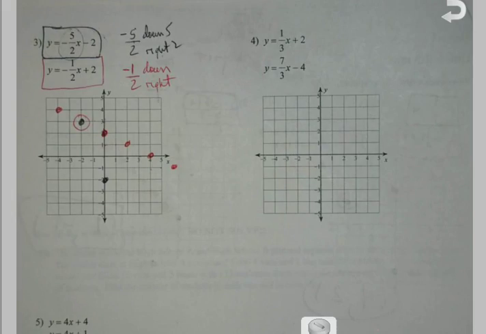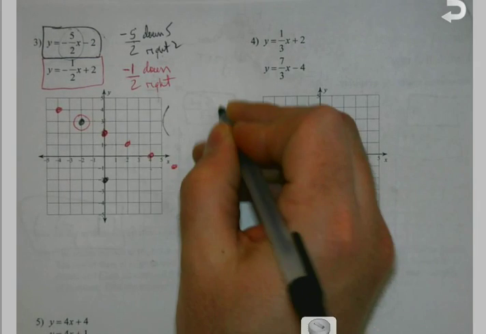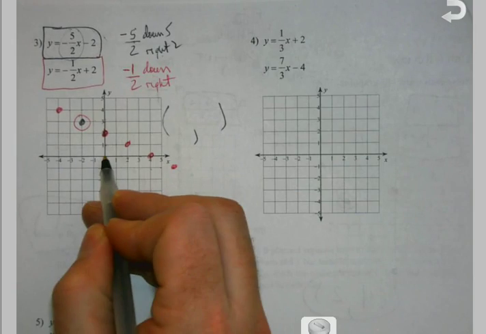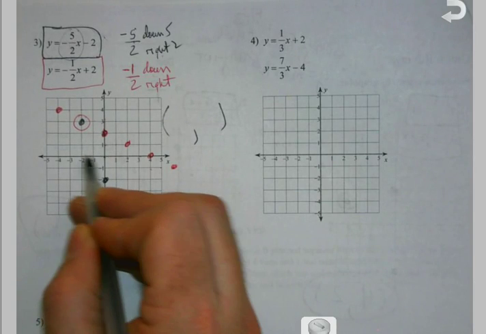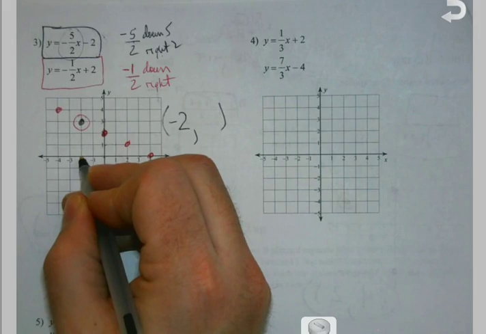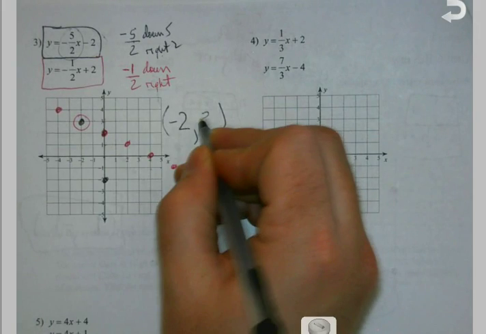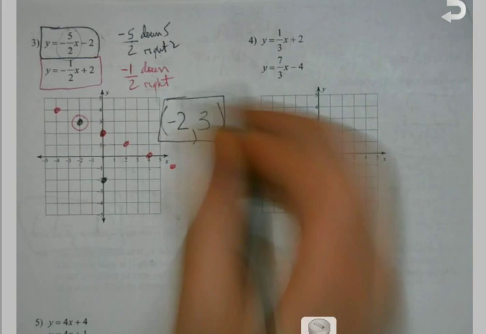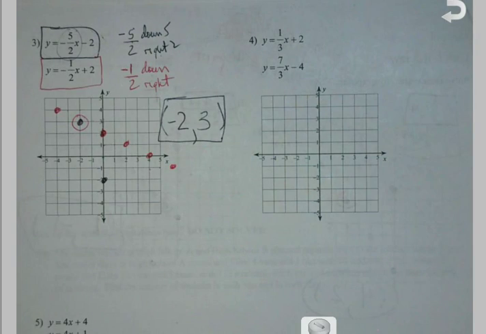And find my point. And once I do that, again, I start back at the origin and I say, okay, I go over to -2 and I go up to +3. And I'm ready to roll. I'm good to go.